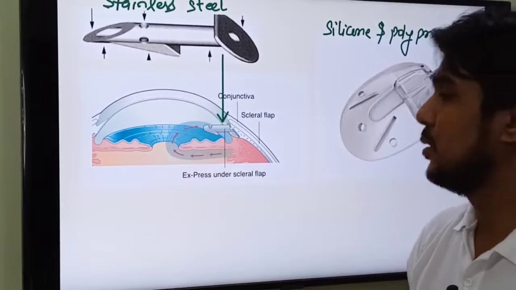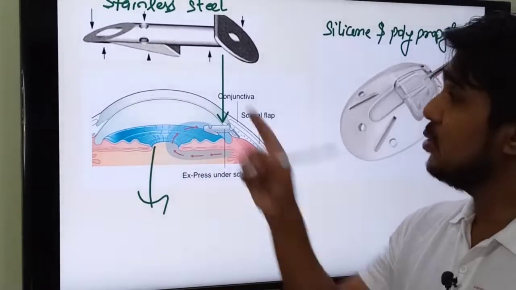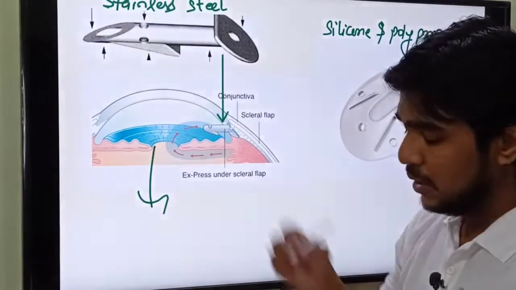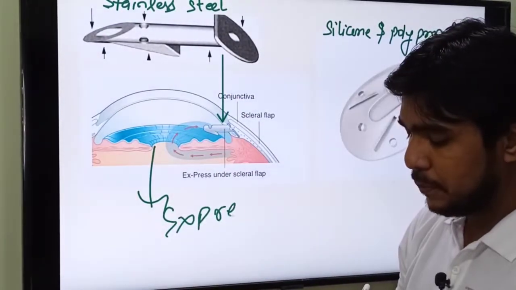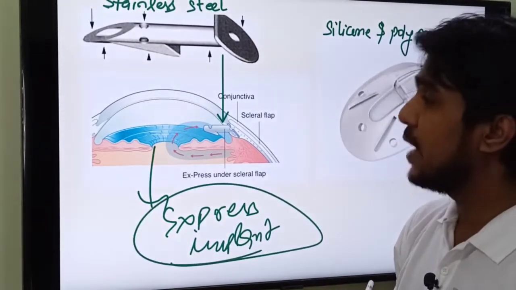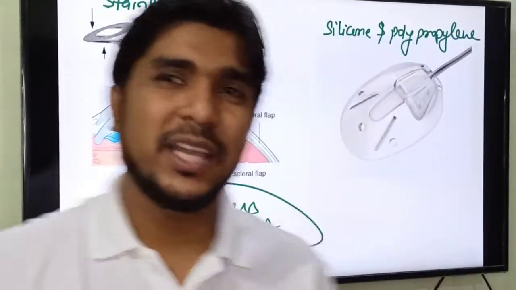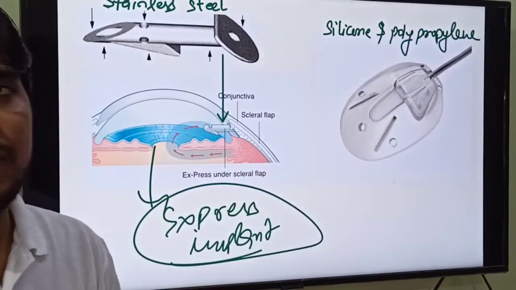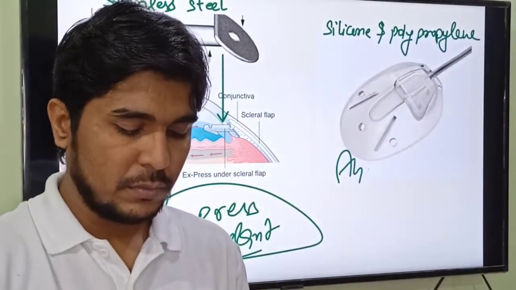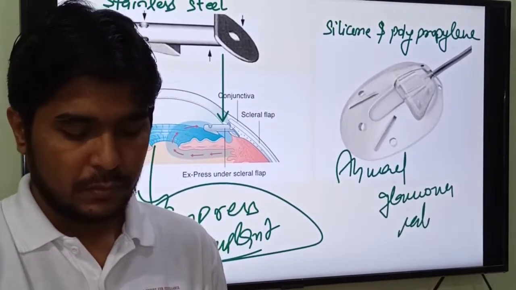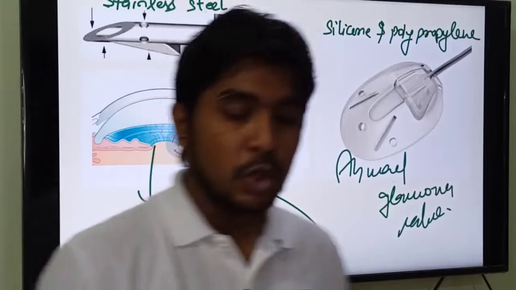What is this? Can you see? This is stainless steel. This is fitted here like this. This is called the Ex-PRESS implant. Can be asked in the examination. I think it has been asked. What is this? This is the AIIMS glaucoma valve.